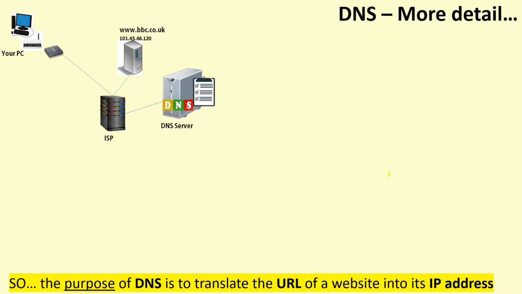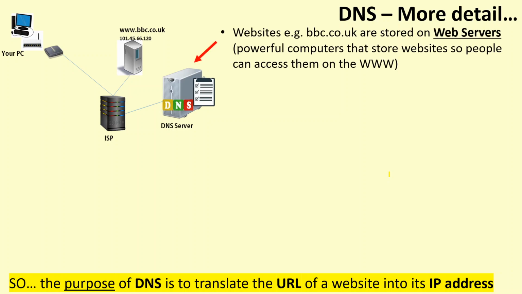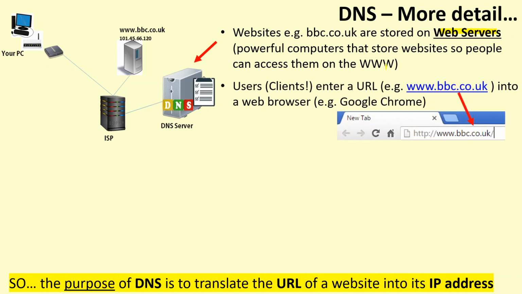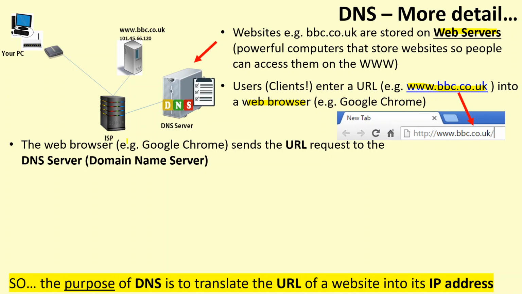A bit more detail for the higher marks, possibly if you get a question with more detail about it. So remember, websites are stored on web servers, servers on the internet, powerful computers that store websites so people can access them on the World Wide Web. A user or a client enters the URL of a website, so they will type in the website address www.bbc.co.uk into their web browser like Google Chrome. As soon as they do that, the browser sends the request for the URL to the DNS server.